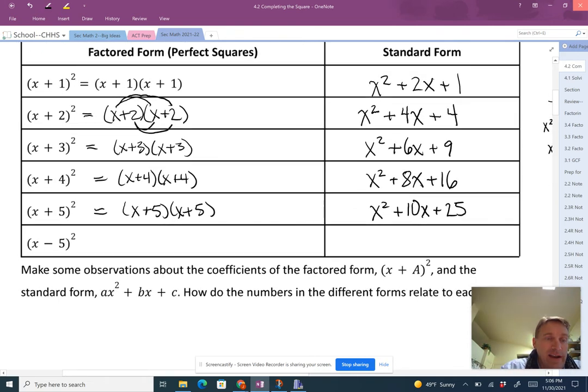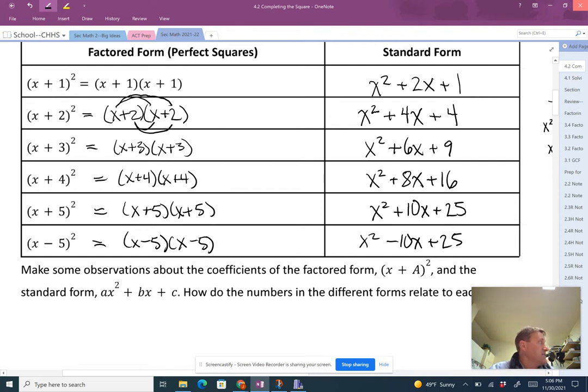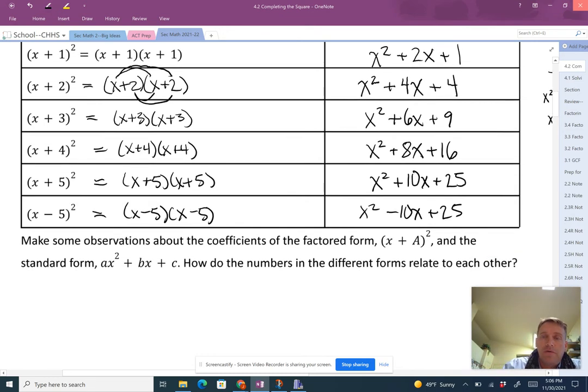And then finally, we've got x minus 5 squared. And that is the same as x minus 5 times x minus 5. And that would give us x squared minus 10x plus 25. Notice that one is negative. X plus 5 has a positive 10x in the middle, and x minus 5 has a negative 10x in the middle.